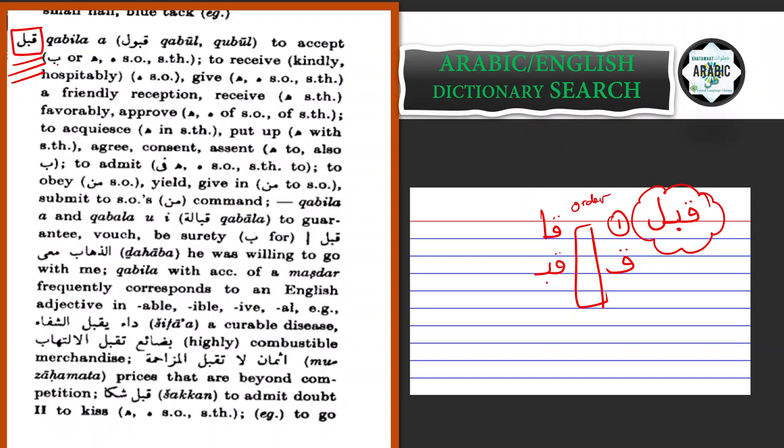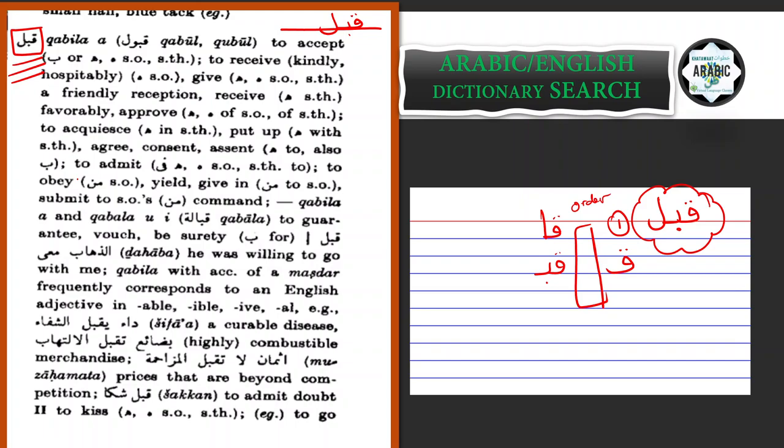Certain dictionaries, you can just type in the root in there. So you go qabala. There is a search engine in the dictionary itself, especially if you're using electronic online dictionaries. You can just type in the root and then it'll give you all the other meanings. If you're using a paper based or a physical dictionary, you'll just have to flip through the pages and find the first letter and then the second letter and the third letter based on the order I just explained here.